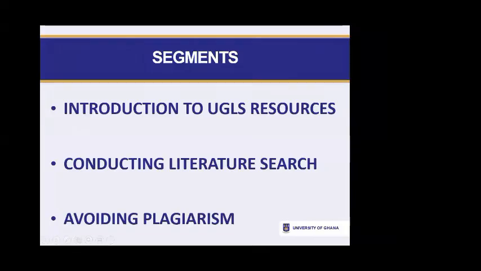So the session is divided into three segments. We are going to look at an introduction to UGLS resources, that is, University of Ghana Library System resources that are available for teaching and learning. And then we will engage a few of the resources to see how we can conduct a literature search to find materials to complete our project work and assignments, and also touch on some of the basic skills that we need and awareness to avoid plagiarism, which becomes more apparent, especially by the time you finish your thesis as graduate students.